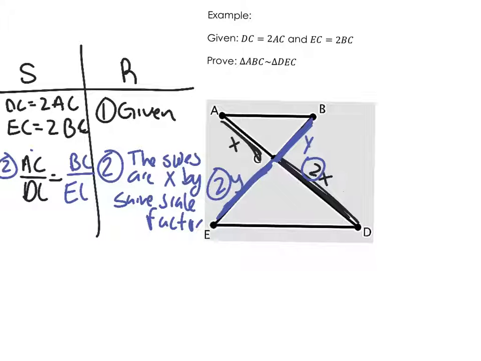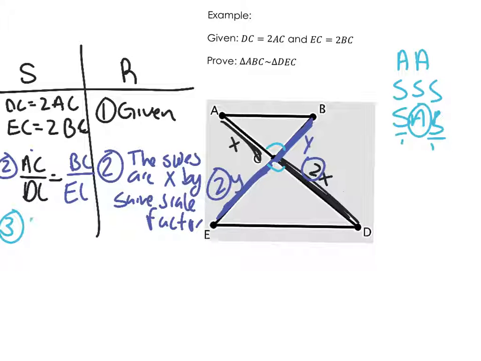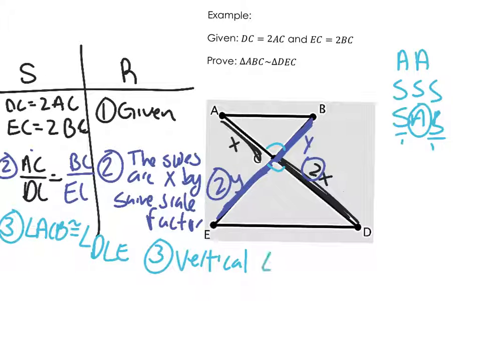So now that I know I have my sides multiplied by that same scale factor, that's all I can get. So I'm thinking I need either 2 angles equal, 3 sides proportional, or 2 sides proportional and an angle equal. So I got the 2 sides proportional. I just need an angle equal. Looking at this diagram, the vertical angles are congruent. So step 3, angle ACD is congruent to angle DCE. And that's because the vertical angles are congruent.